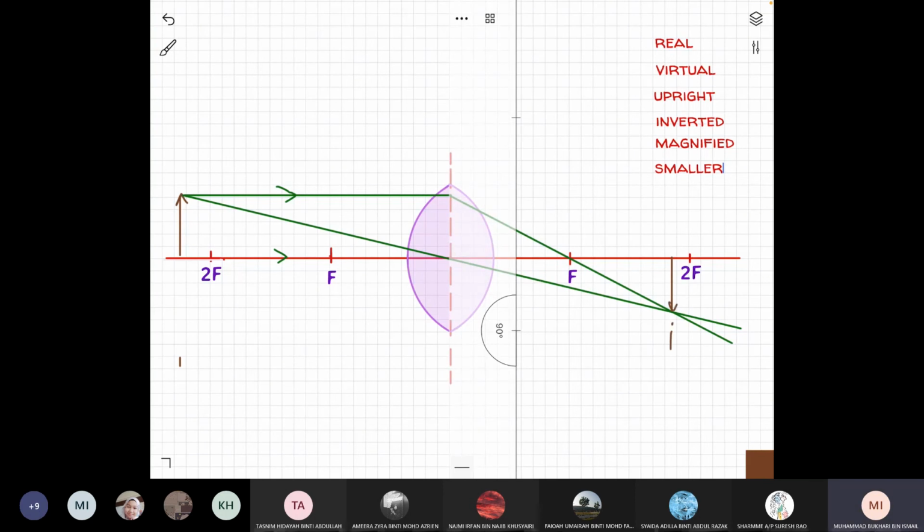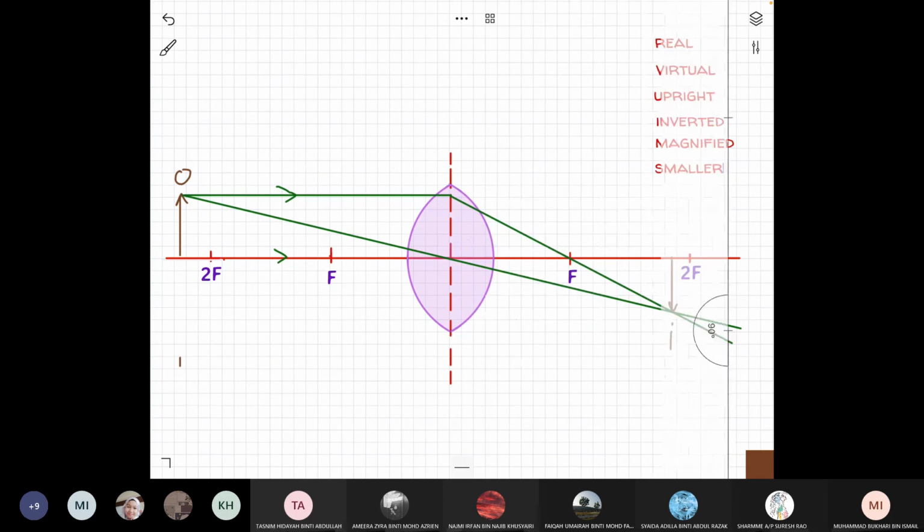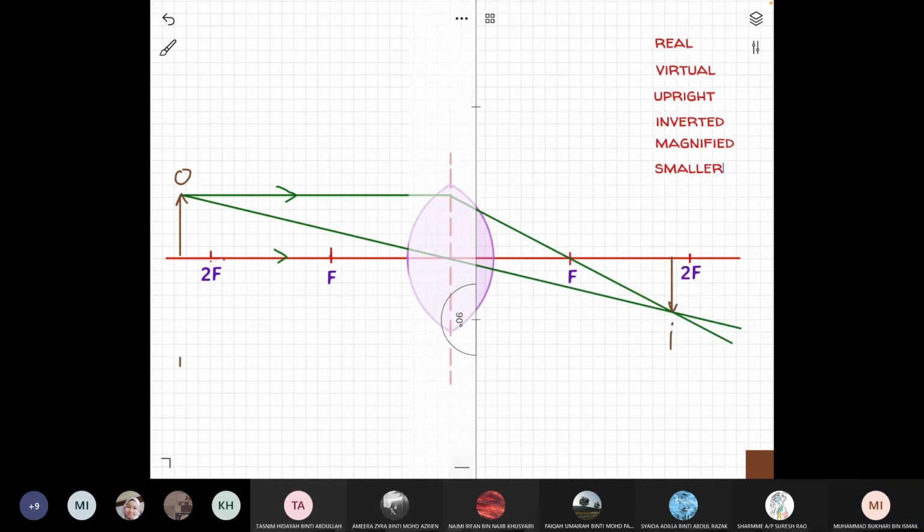So this is the image, and this is the object. Okay, can you tell me the characteristic? Is it real? I told you earlier, if the lines of light intersect, there is an intersection. If there is an intersection, it means the image is real. So it is real. And then you can see this is an upright object, but the image is not upright. The image is downward. You can see the direction of the arrow is downward, so it is inverted.